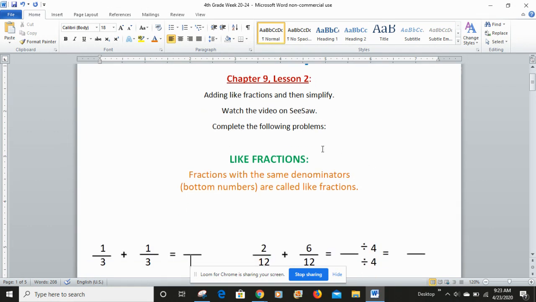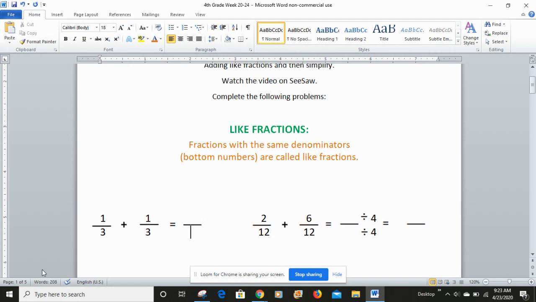And if you remember back, like fractions are nothing more than fractions with the same denominator, and those denominators are the bottom numbers in a fraction. So fractions with like denominators or same denominators are called like fractions. So let's look at adding a couple of equations of like fractions.